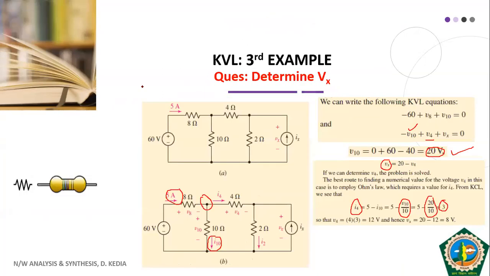Okay. If we get I4 as 3 ampere, then we get V4 as 12 volt. So if V4 is 12 volt, what will be Vx? Vx is 20 minus 12, that is your 8 volt. Is it clear? Fine. Now let us move forward.